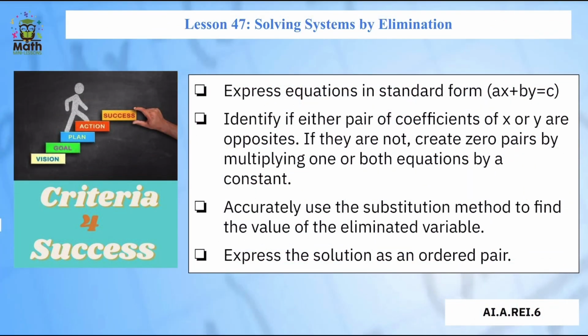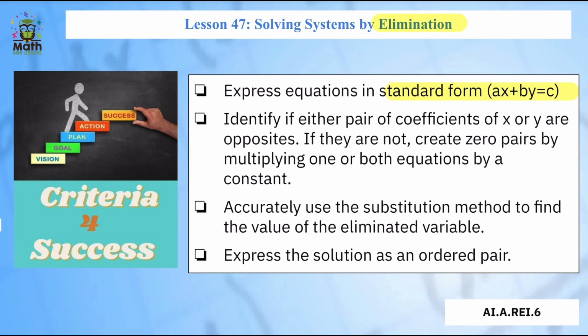Welcome to lesson 47. We're going to look at our last method for systems of equations, elimination. And when you eliminate something, we turn it to zero, turn it to nothing. So for this method, we're actually going to express equations in standard form, and we're going to identify if either pair of the coefficients create opposites. So we're looking for zero pairs.